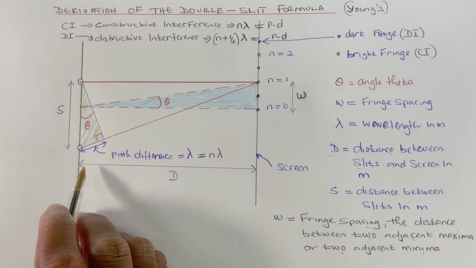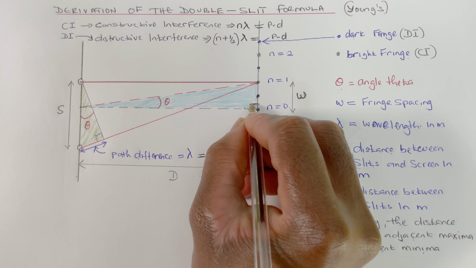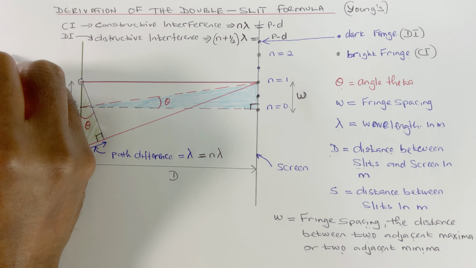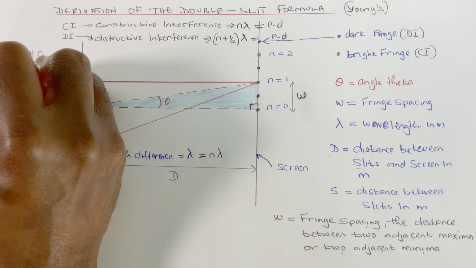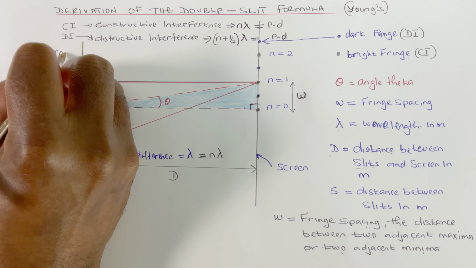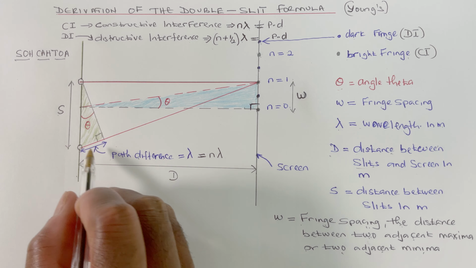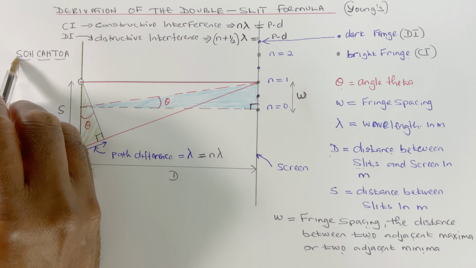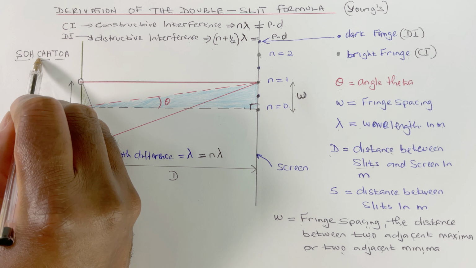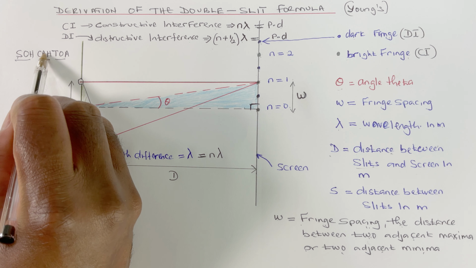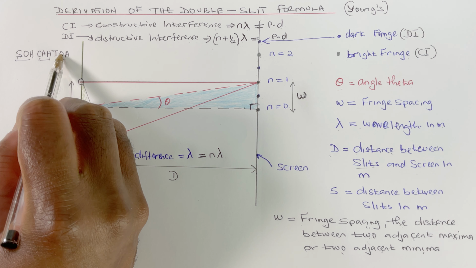First of all, you can see a right angle triangle here and a right angle triangle there, so we're going to use SOHCAHTOA. We can apply SOHCAHTOA or Pythagoras to a right angle triangle. Sine of an angle theta equals opposite over hypotenuse. Cosine of an angle theta equals adjacent over hypotenuse. Tangent of an angle theta equals opposite over adjacent.